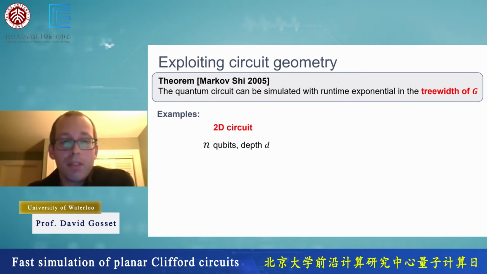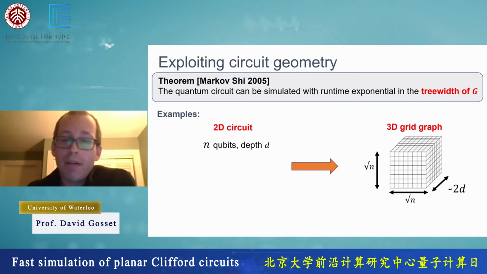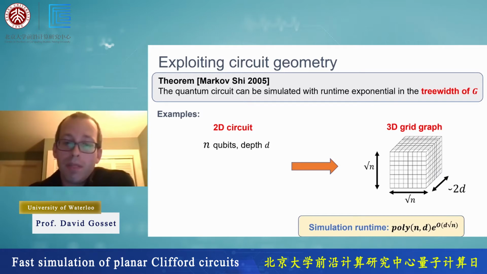If you take, for example, a 2D circuit, where now the gates act between nearest neighbors in 2 dimensions, you have n qubits and again some constant depth d. I didn't dare to draw that thing. When you map it to a graph, you'll get a 3D grid graph, and now your simulation runtime will be exponential in d square root of n. So even though this is a poor scaling with n, it's much better than exponential in n, which is what a naive algorithm would get you.